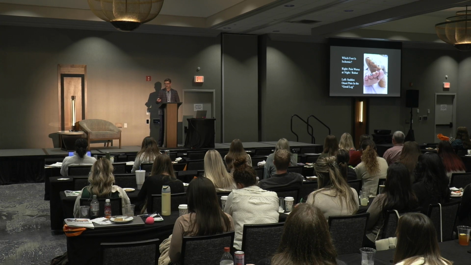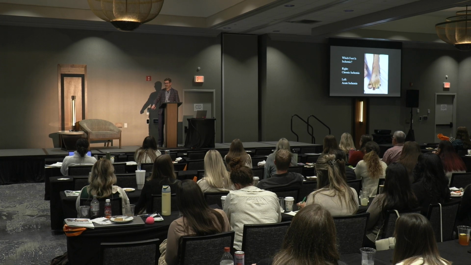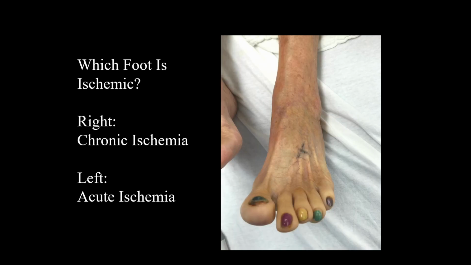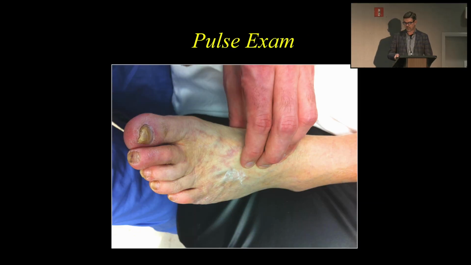So this is a cute little patient of mine, and the question is, which foot is ischemic? She came in, she said the right was worse at night, and she has a little bit of rubor, and the left, sudden onset of pain in the good leg. So which one's ischemic? Well, the right is chronic, and the left is acute. So it's both. It's important to keep in mind that patients will change and represent differently over time. And obviously the acute one had to go first.